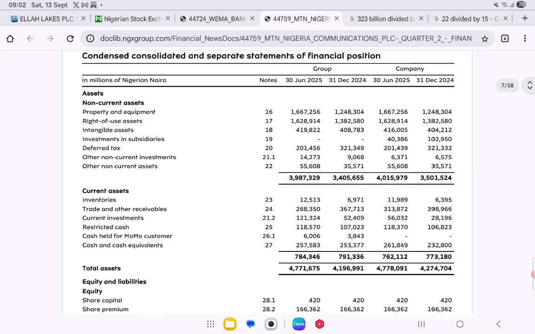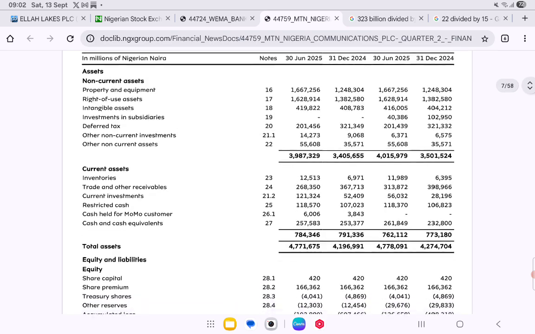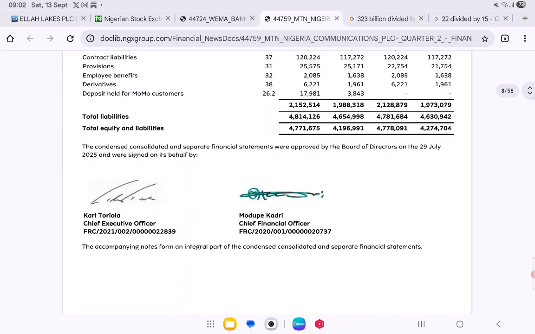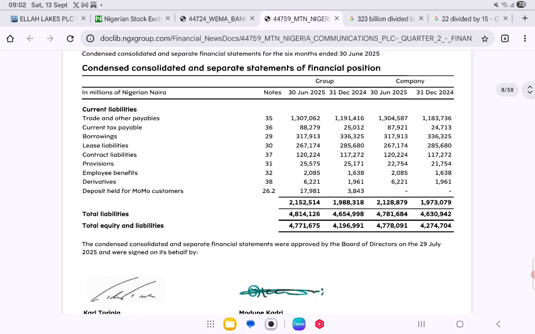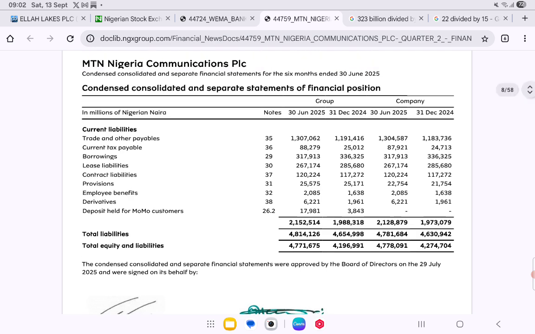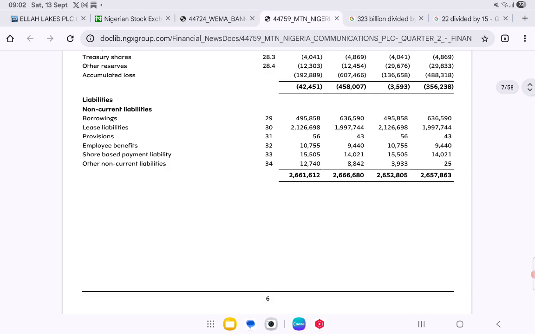Okay, so current assets, cash held for Momo customers. Is there a difference between cash held for Momo customers and deposits held for Momo customers? I'm not clear myself. Interesting. I probably need to reach out to the MTN team, or reach out to telco analysts to help me break that down. But clearly you can see, now in this case, I'm going to explain something.